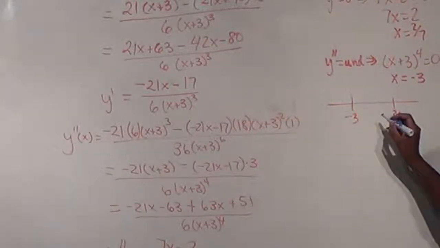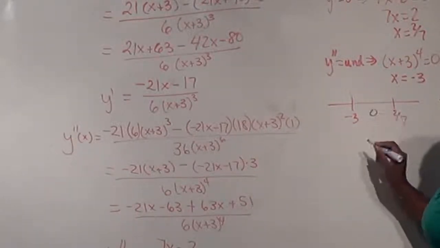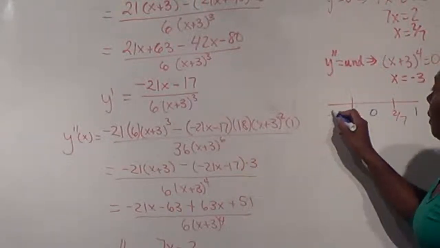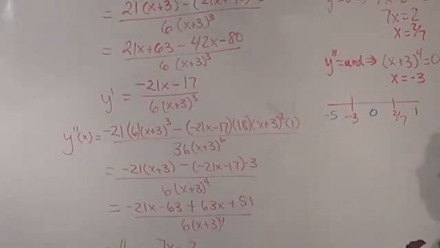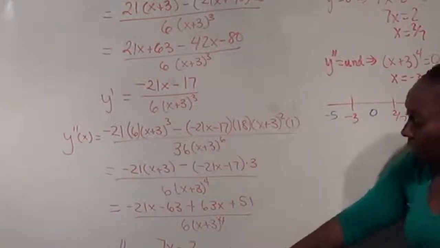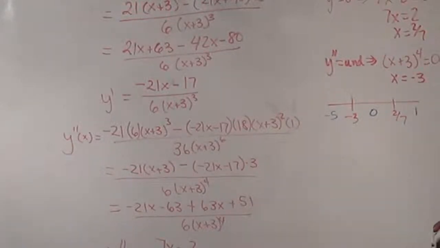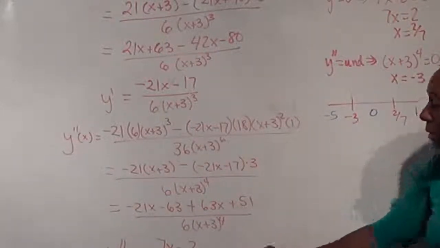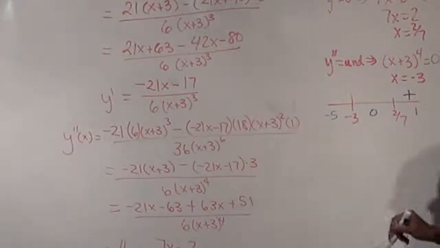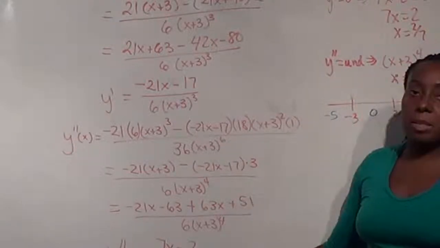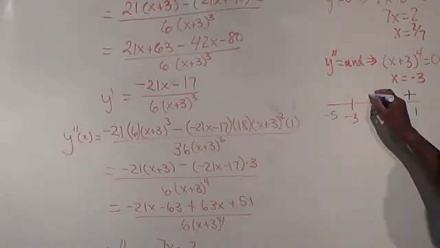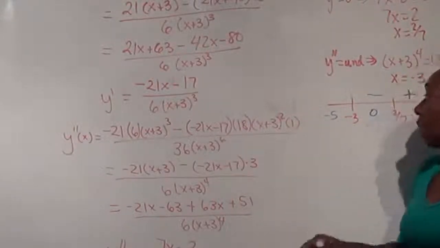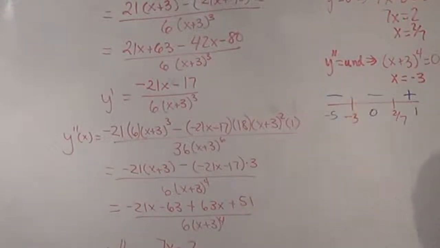And so we can test points. 0 would work between them. 1 on the positive side, negative 5 on the negative side. Plugging these into our second derivative. So at 1, we can see the top is positive and the bottom is positive. At 0, bottom is still positive, but the top is negative. And at negative 5, we get a negative on the top and a positive on the bottom.